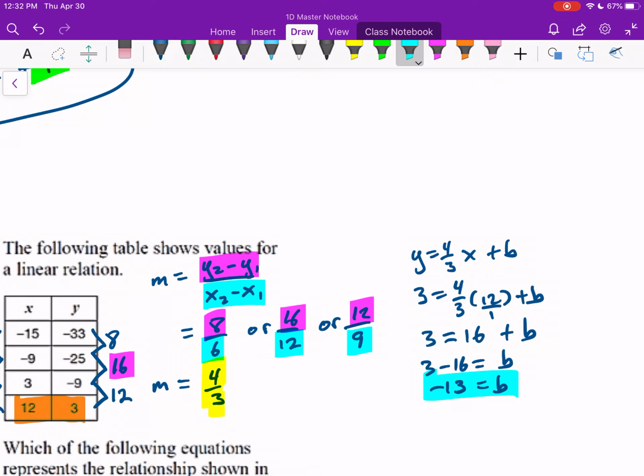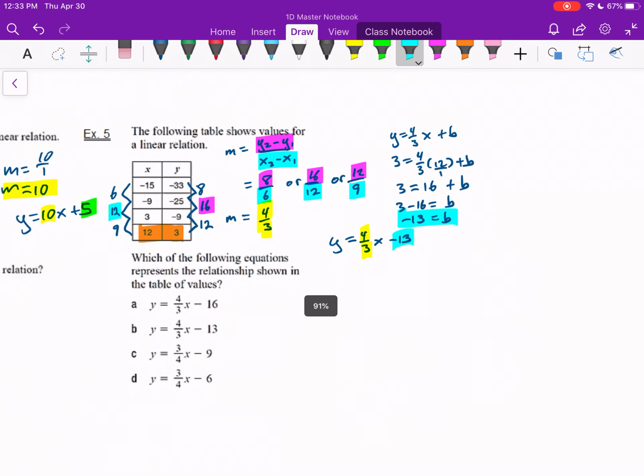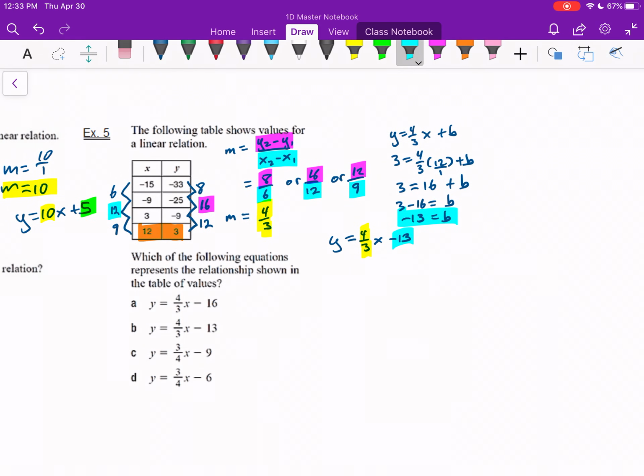So there's my y-intercept. Here's my full equation. Y equals 4/3 x minus 13. And look, that appears to be one of my possibilities, doesn't it? It's B.